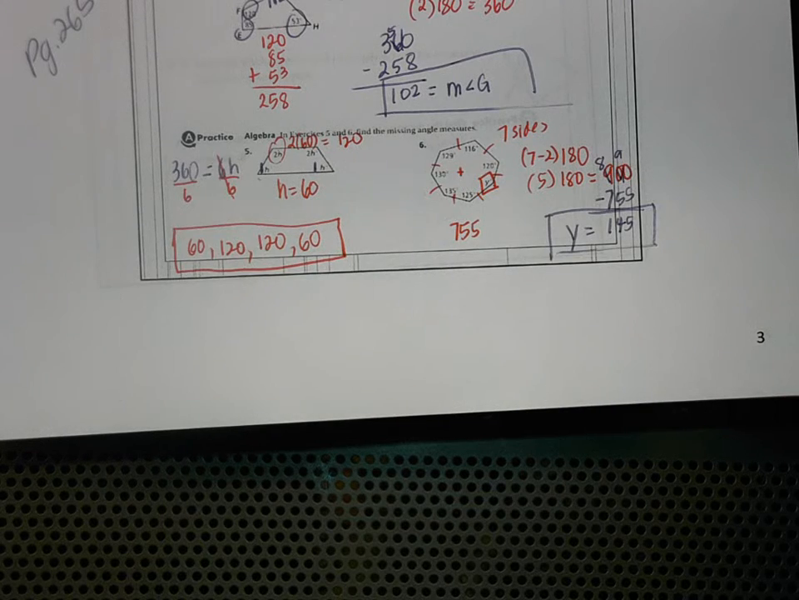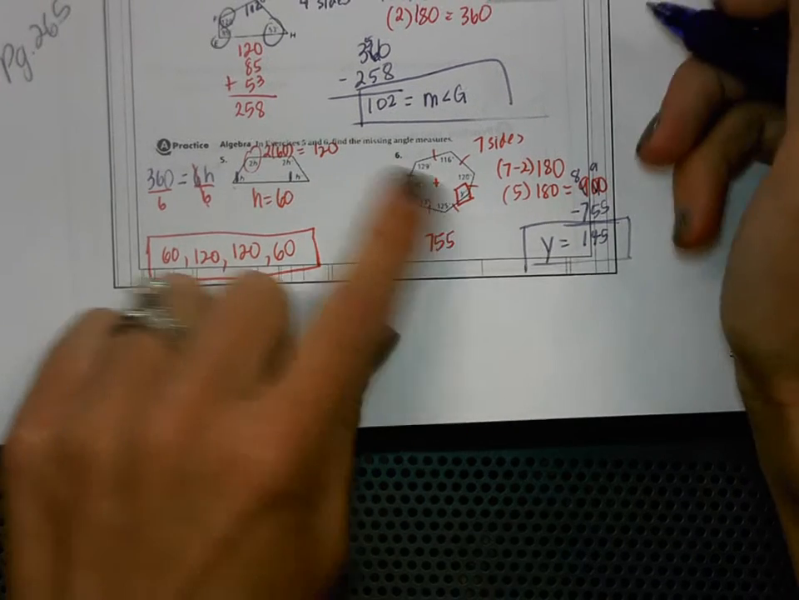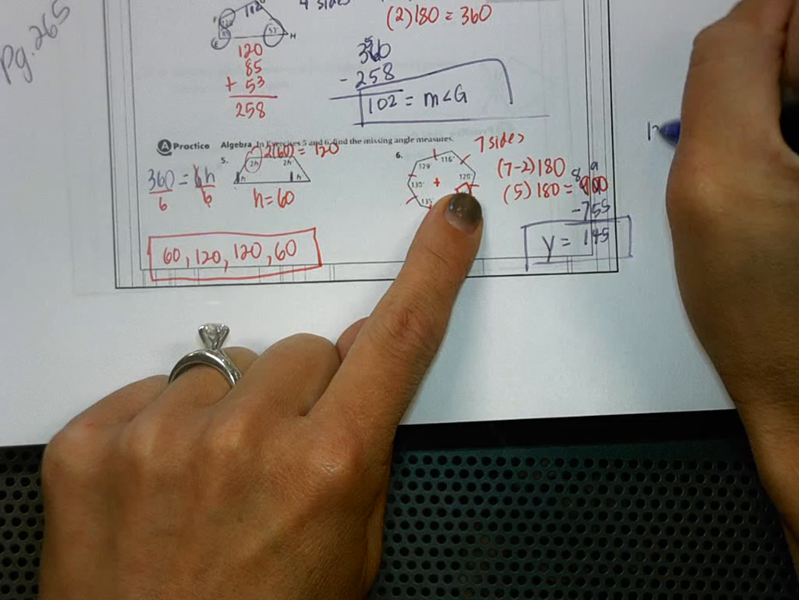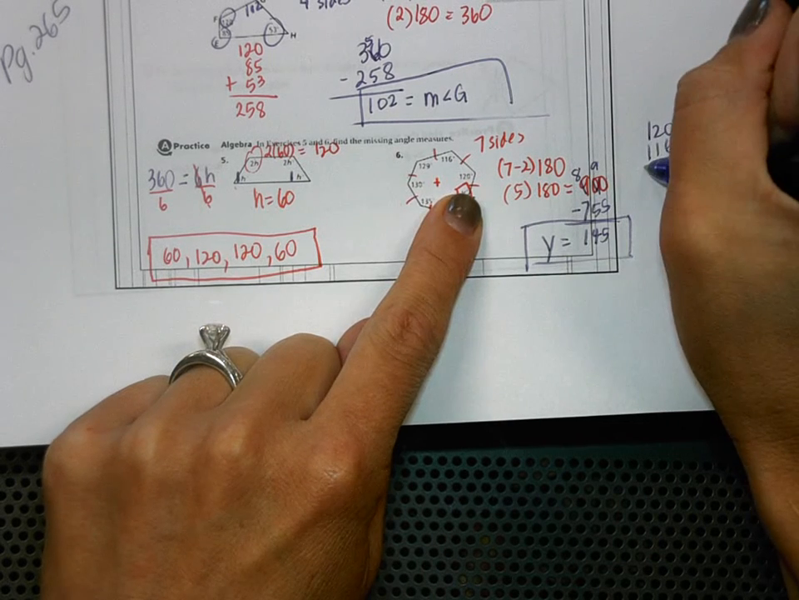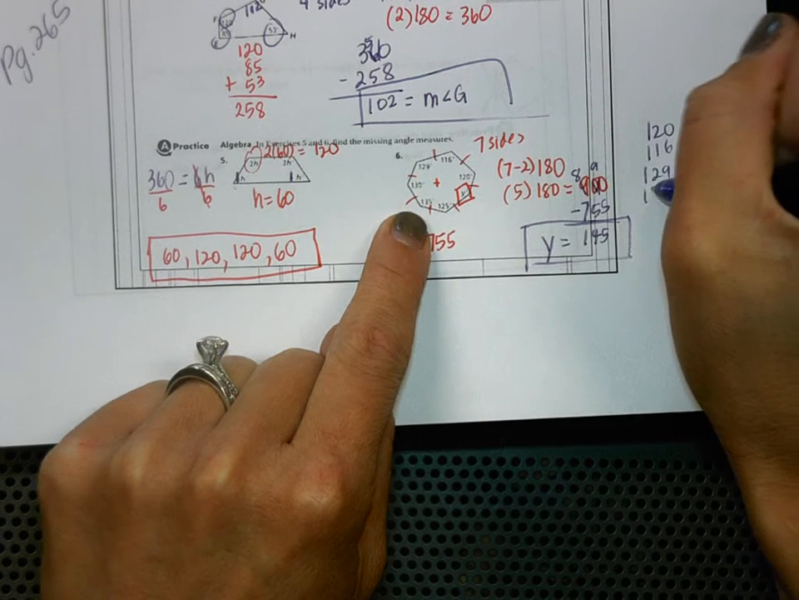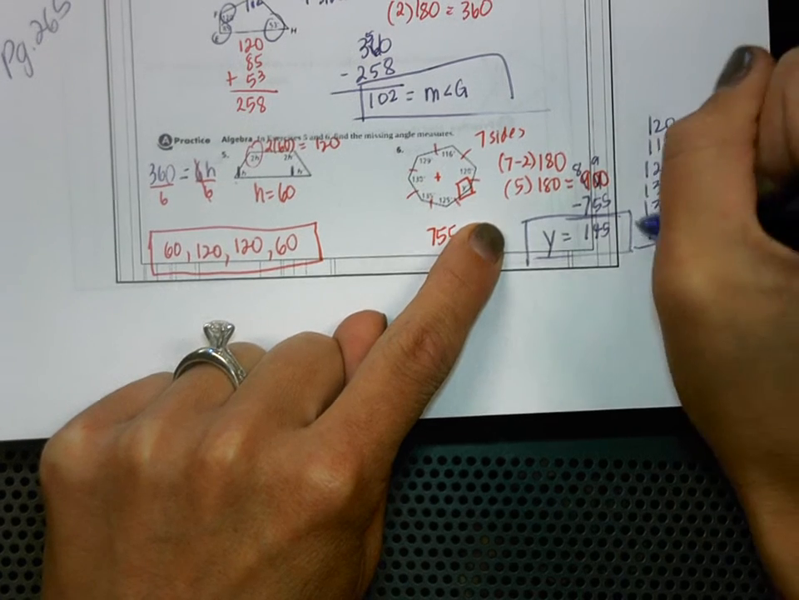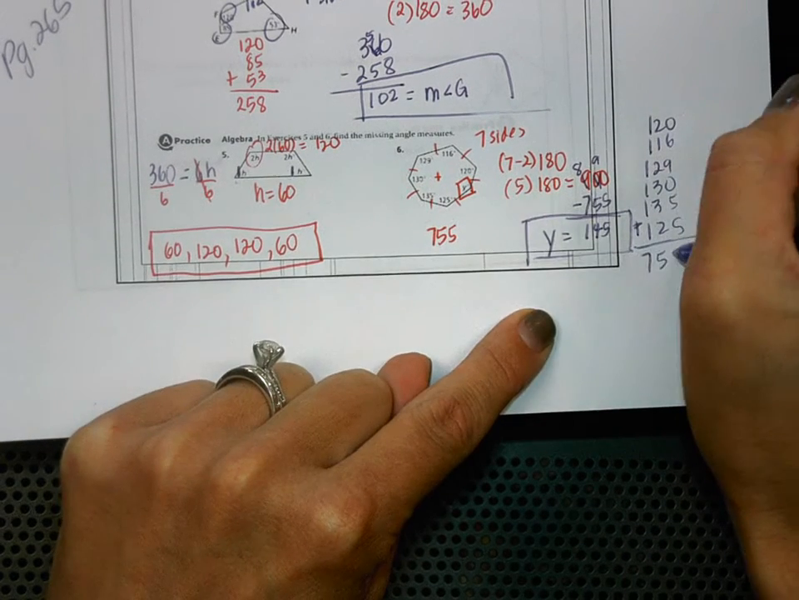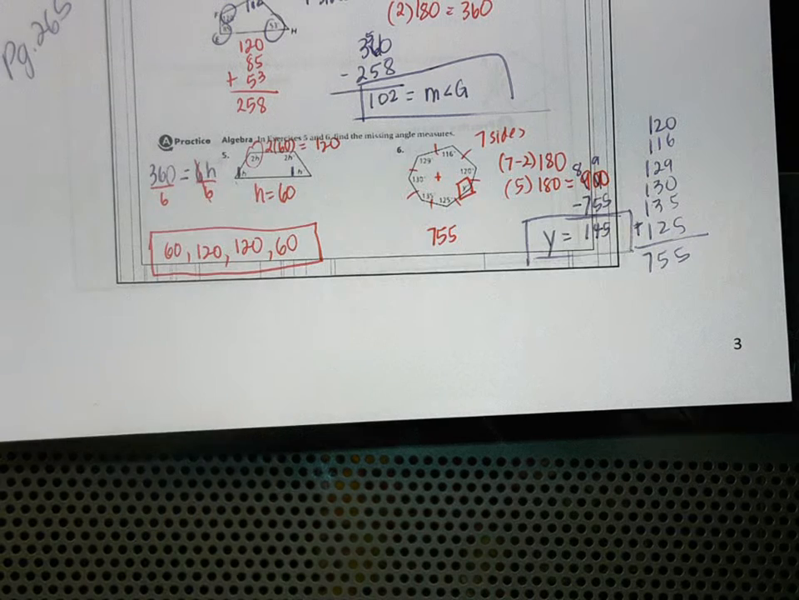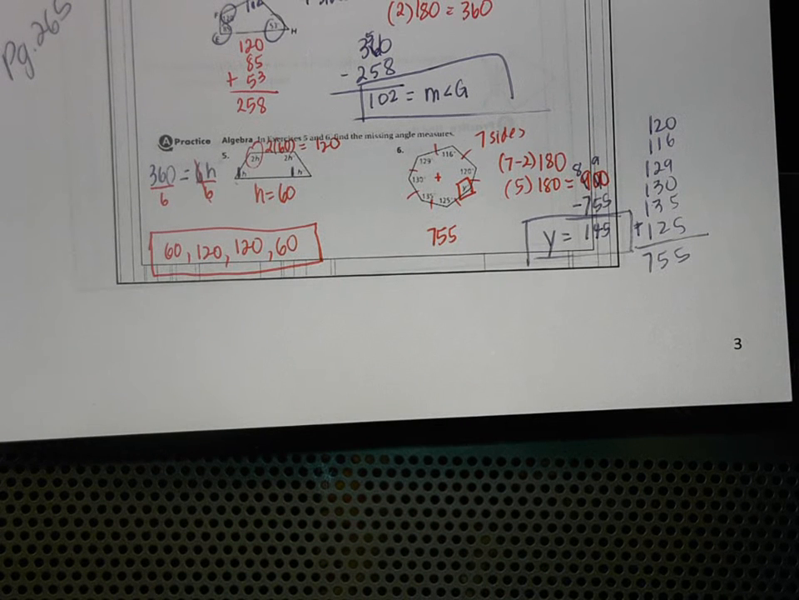Good. To get 755, I went through and added. So I added 120 and 116 and 129 and 130 and 135 and 125. And I added those up and that equaled 755. Okay? All right. Are we good? Okay. Page 266.